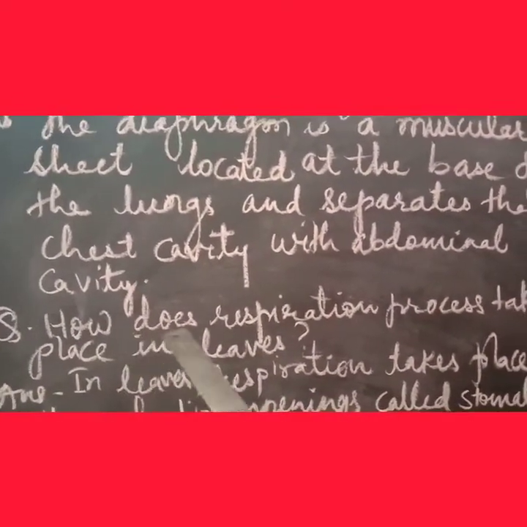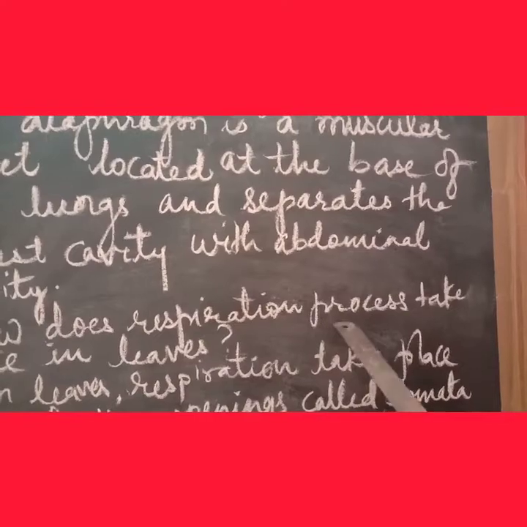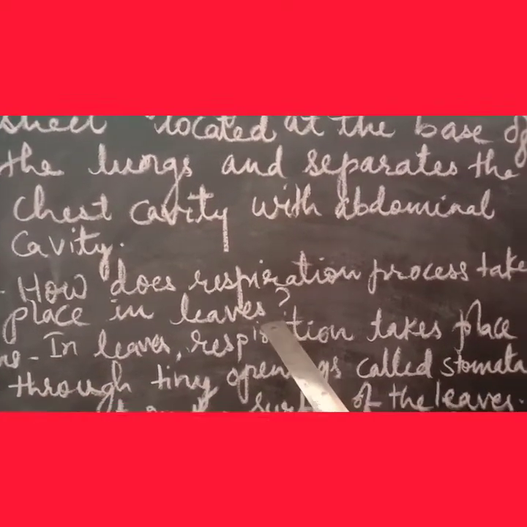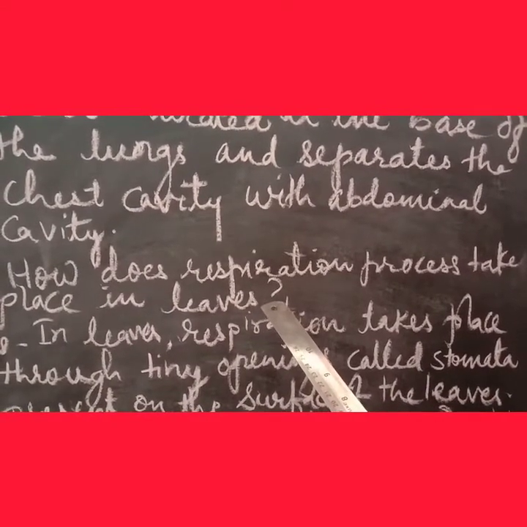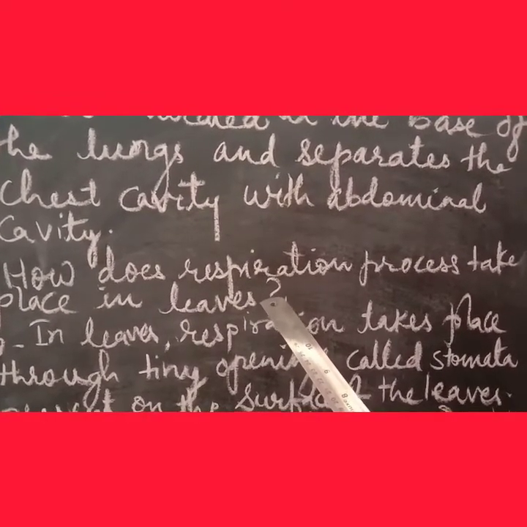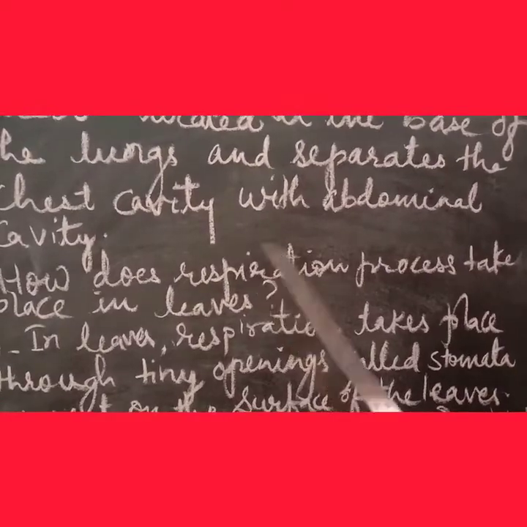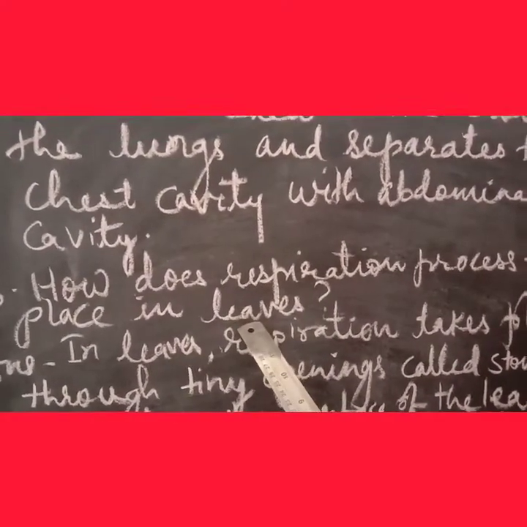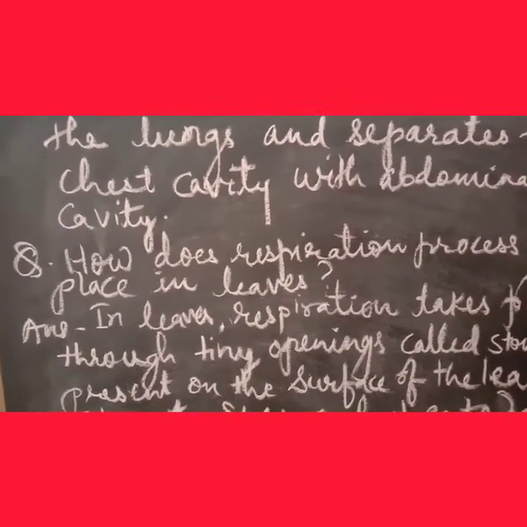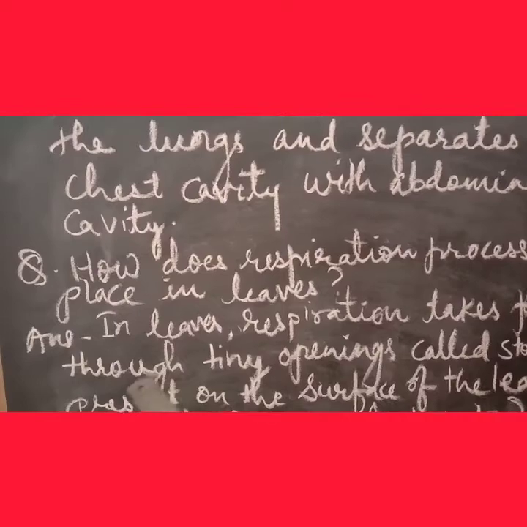The next question is, how does the respiration process take place in leaves? Children, actually not only the leaves but all parts of the plant such as stem, roots, and even the deepest placed cells respire. But here, according to the question, we have to give information regarding respiration in leaves. So let's see what the answer should be.